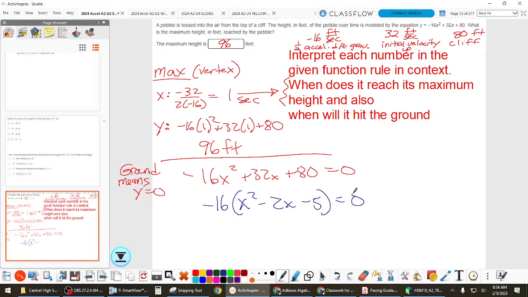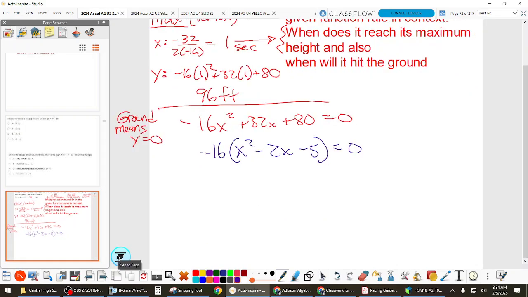Okay, and then that just divides off, so it's basically gone. So we need to solve this for the zeros. How? Are there factors of negative 5 that add up to negative 2? No. So what else can we do?